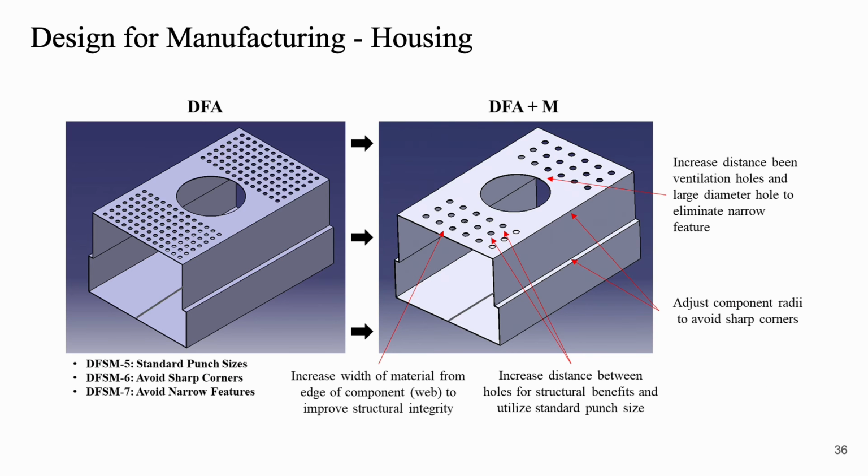Here we have the redesigned housing for manufacturability, which we increased the width of material on the edge of the component to improve structural integrity, increase distance between the holes for structural benefits, adjusted component radii to avoid sharp corners, and increase the distance between ventilation holes.